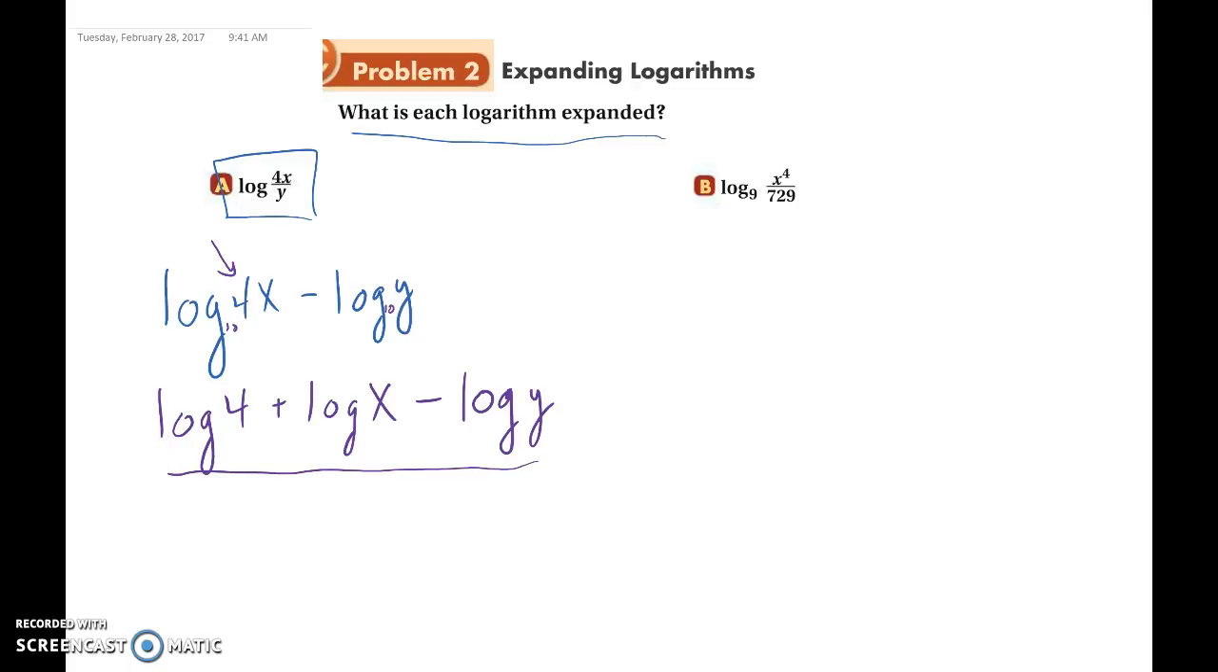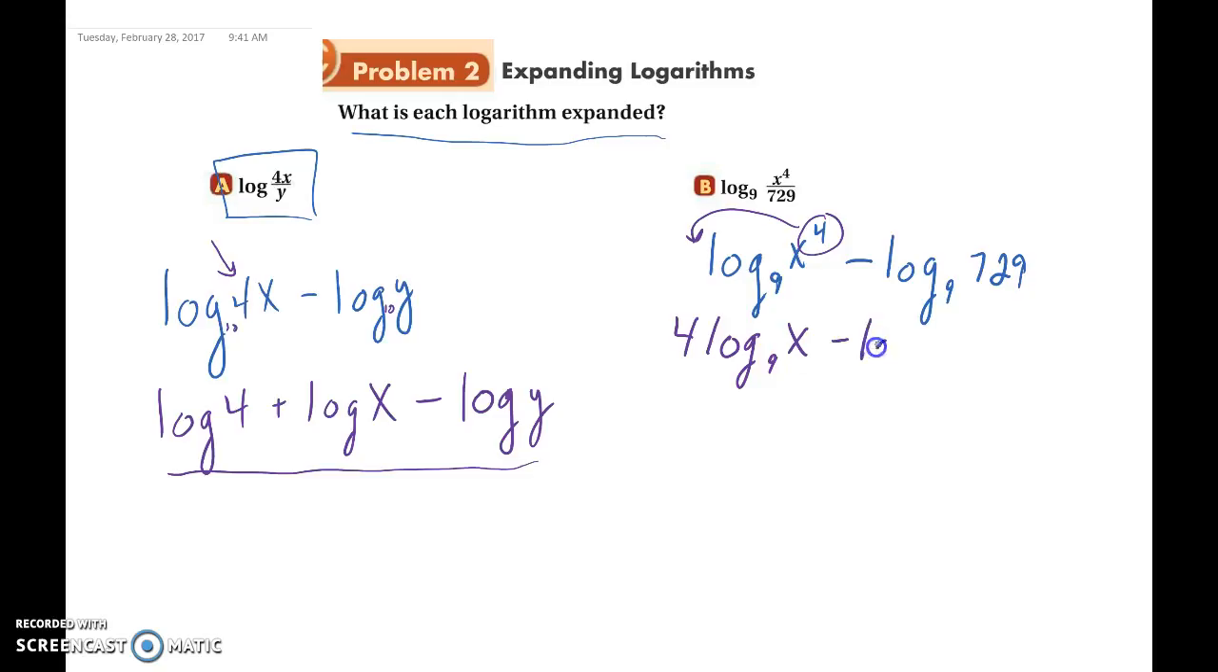And now for this one over here, same thing. It's being divided, so we'll get rid of that one first. So it's log base 9 of x to the 4th power minus log base 9 of 729. And then the next thing that we can do is take this power 4 and rewrite it out front. So it'll be 4 log base 9 of x minus log base 9 of 729. Now remember, when we have numbers and no variables with our logarithm, we should see, can we reduce this? And since 729 is equal to 9 cubed, we can.